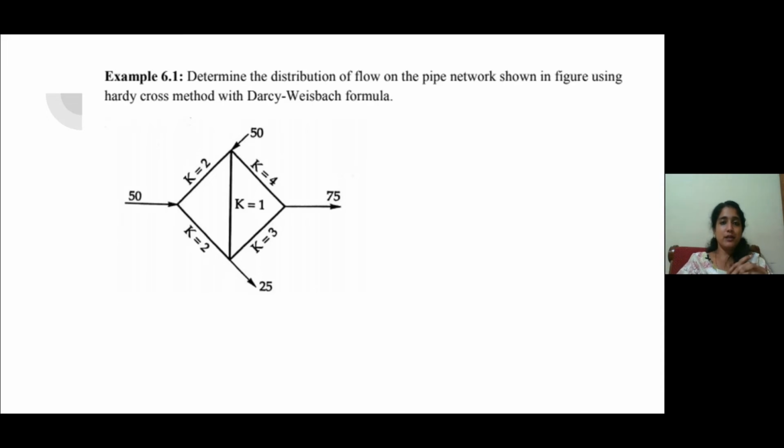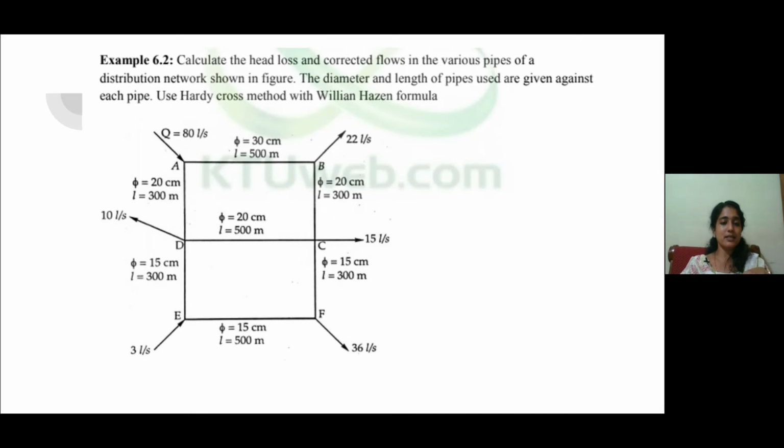This Hardy-Cross method will be understood thoroughly by solving an example. This will be discussed in another session. And this is the first example, and this is the second example. These two examples will be discussed in the coming sessions. I hope you understood the theory of Hardy-Cross method. By solving these two problems, you will thoroughly understand what is happening.